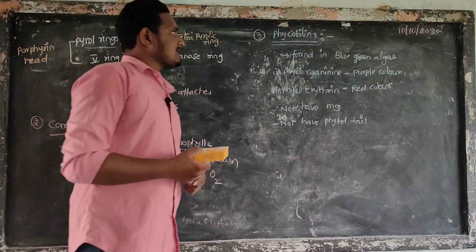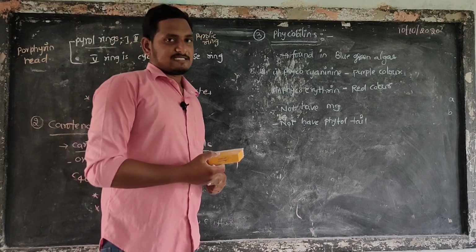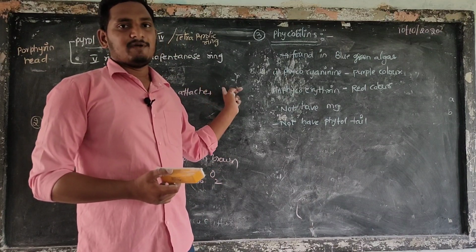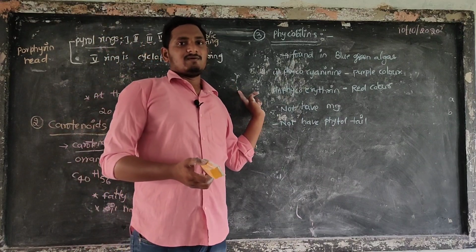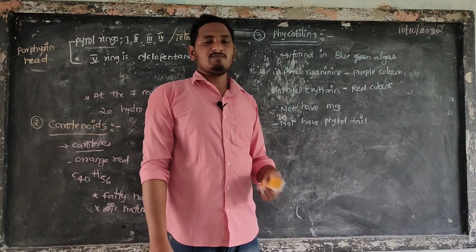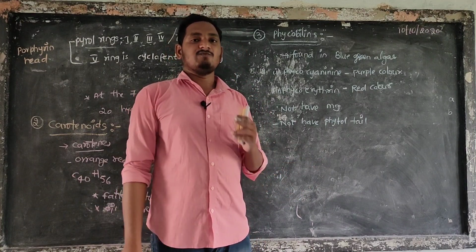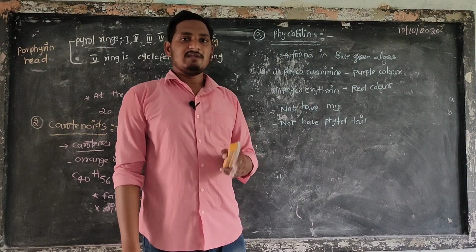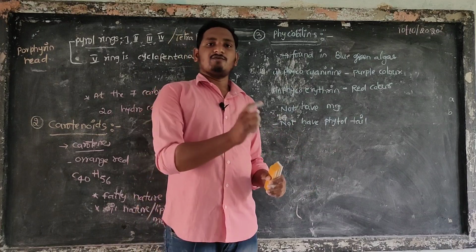So these are the important photosynthetic pigments in our concept. In the next class we will discuss the site of photosynthesis. Where exactly does photosynthesis take place? In the mesophyll cells of the leaf. So tomorrow, in the next class, we need to understand the site of photosynthesis.